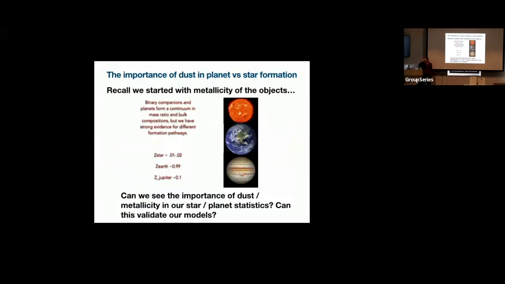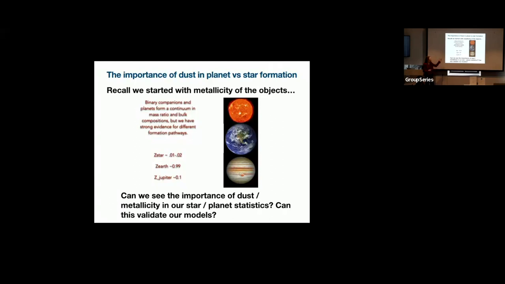I want to go back to where I started, talking about what we mean by a planet, what we mean by a star, and this notion of metallicity. I hope I've convinced you in the last few minutes that understanding how dust moves differentially to the gas is really important for planet formation, that planet formation is a bottom-up process. And again, when we compare stars to planets, they have really different trends in terms of how metal rich they are. So the natural question is that, if what I'm telling you is right, we should be able to see the importance of dust and metallicity in the statistics of stars and planets.